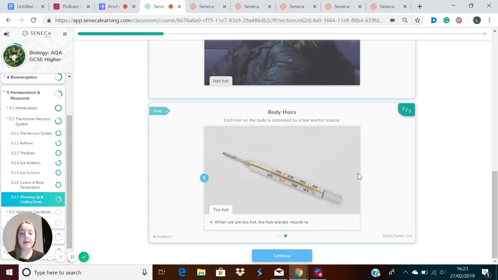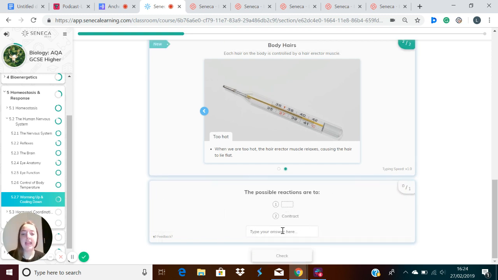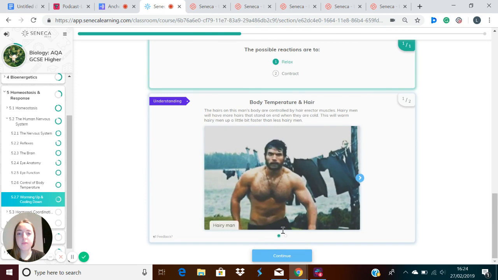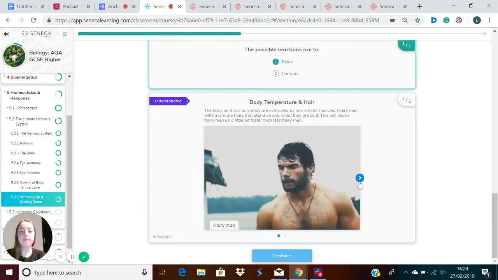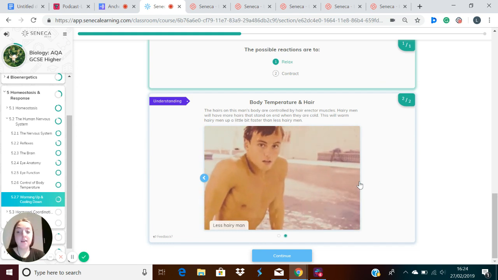When we are too hot, the hair erector muscles relax, and this causes the hairs to lie flat on the skin. So there are two different ways in which the hair erector muscles can react in thermoregulation. They can either relax or they can contract. So let's think about if there was a man who was really hairy, he's going to keep himself warm more easily because lots more air can be trapped against the surface of his skin.